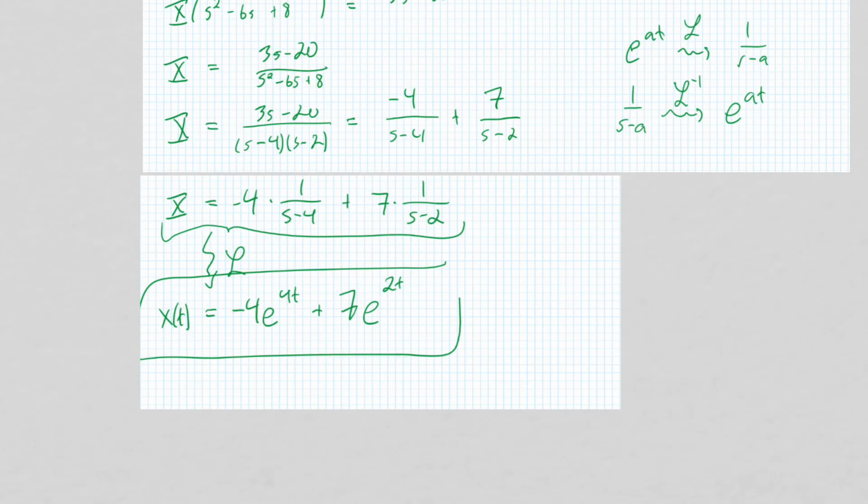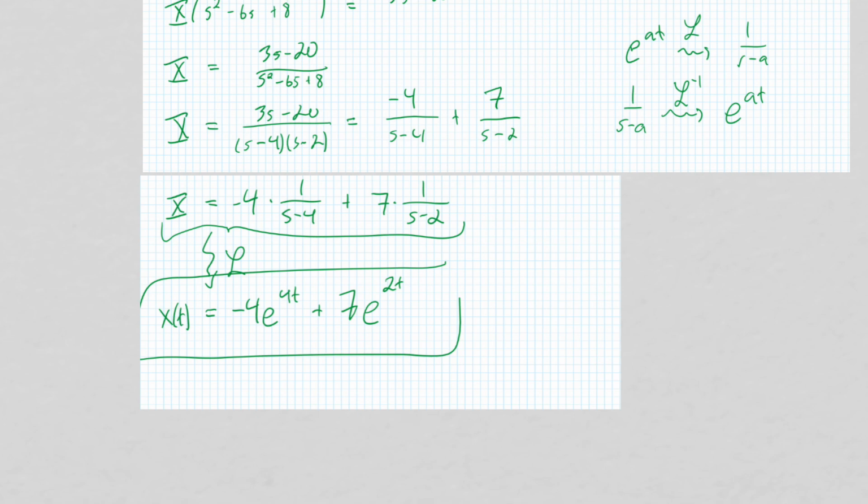Now, okay, so we are almost here. From here, all we got to do is I'm going to take this 4 and just move it out front. I get X equals negative 4 times 1 over s minus 4. And I get the other one as plus 7, just move the 7 out front, times 1 over s minus 2.